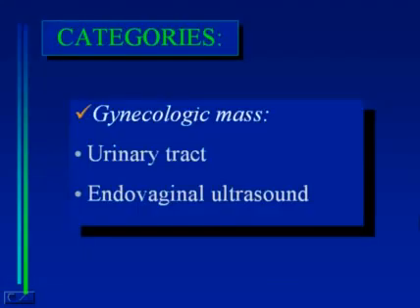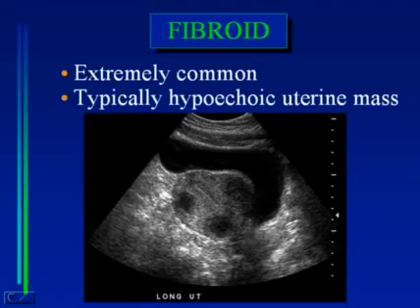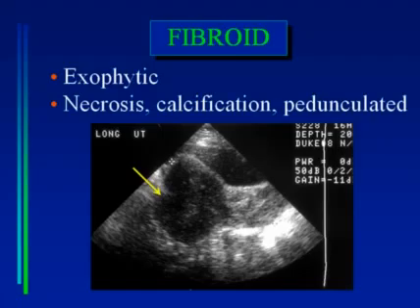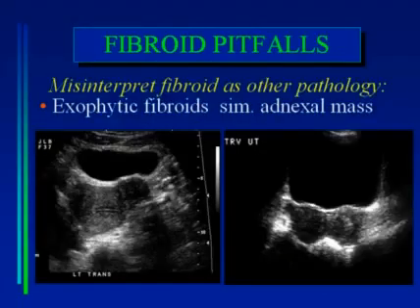With that, we'll shift focus now and talk more about uterine fibroids. Uterine fibroids are extremely common. They typically are hypoechoic, well-defined uterine masses, as we see here. But not uncommonly, fibroids can be exophytic, as we see with this posterior fibroid, and they can have areas of necrosis, of calcification, or be pedunculated. And it's these latter findings that lead to many of the pitfalls in diagnosis of fibroids.